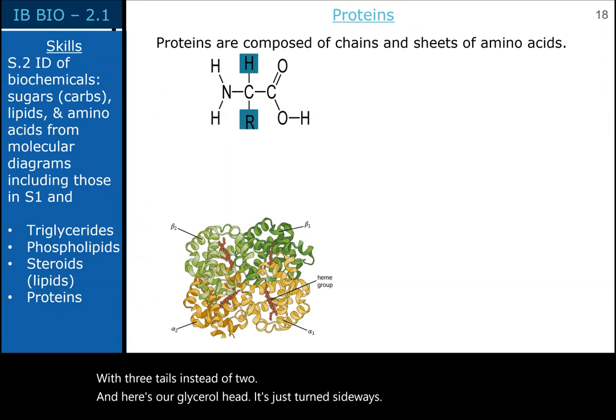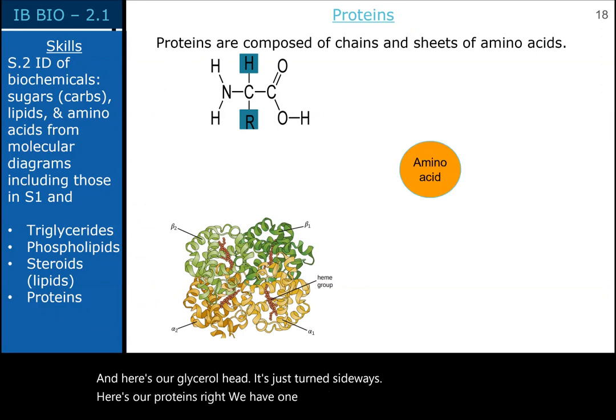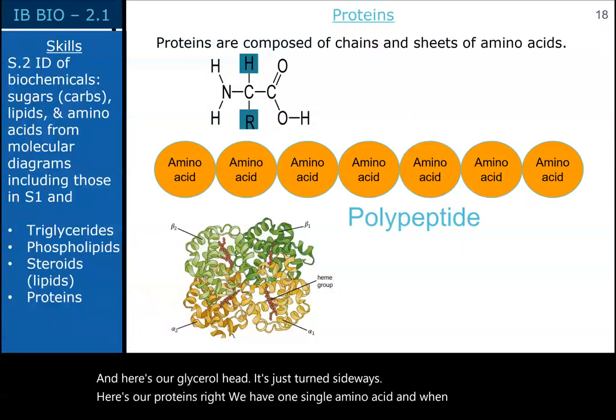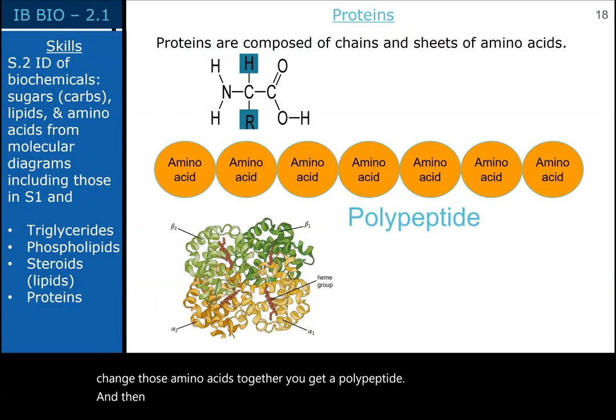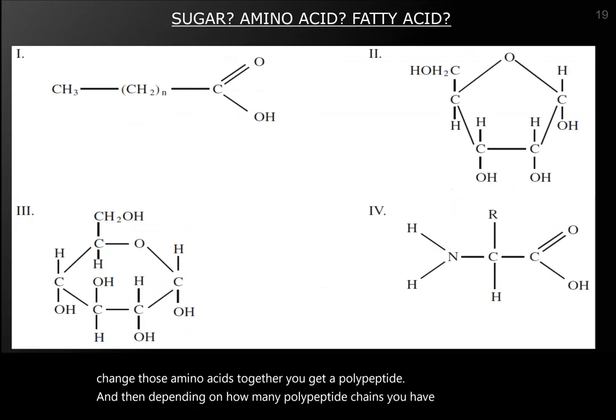Here's our proteins, right? We have 1 single amino acid, and when you chain those amino acids together, you get a polypeptide. And then depending on how many polypeptide chains you have put together, you have a protein.